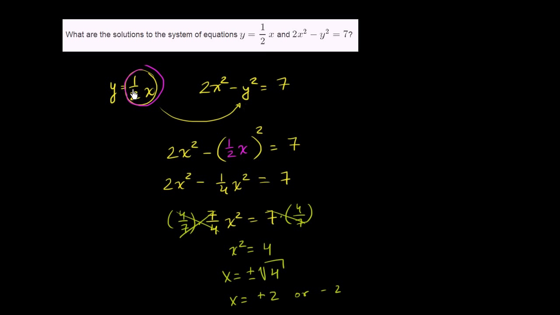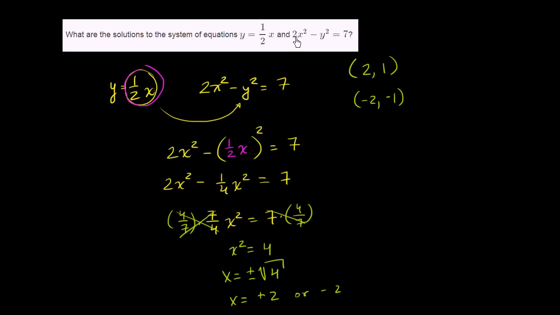So if x is 2, y is going to be 1/2 of that. It's going to be 1. So we have the point 2, 1. All I did is say, look, x is 2, 1/2 times 2 is 1. If x is negative 2, then y is going to be 1/2 times negative 2, which is going to be negative 1. And both of these definitely satisfy this first constraint.